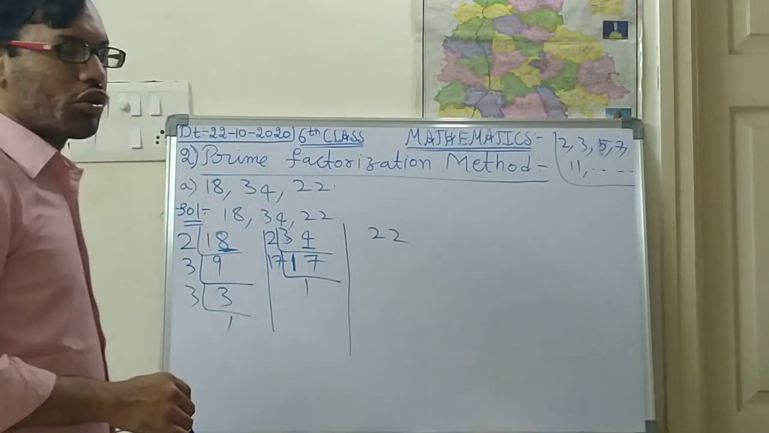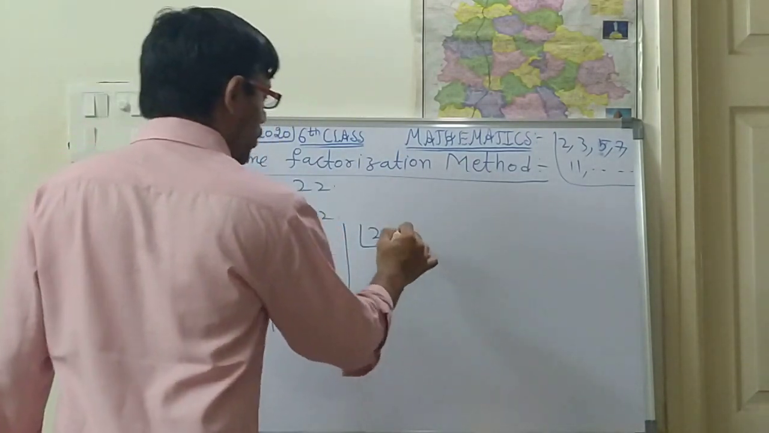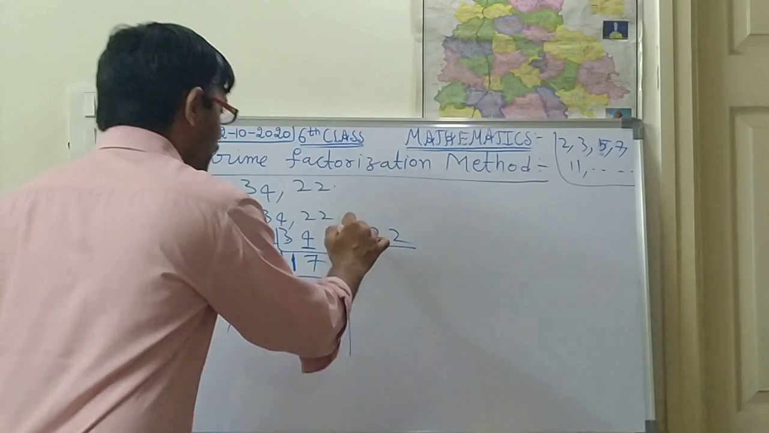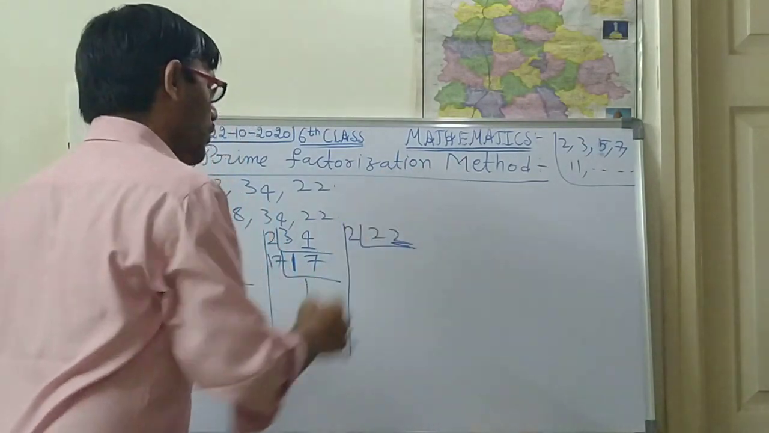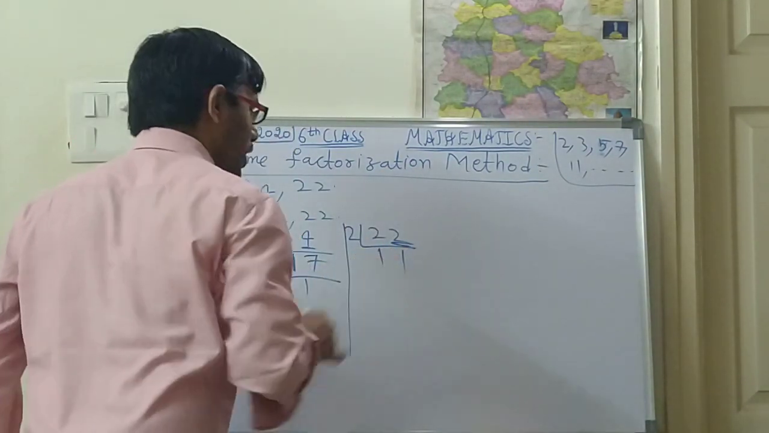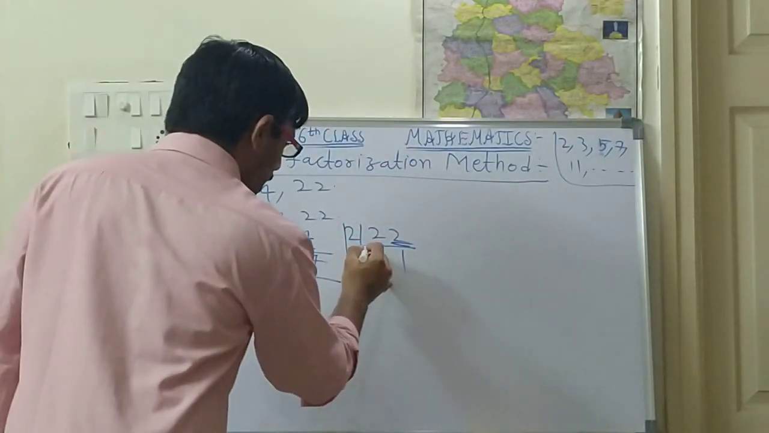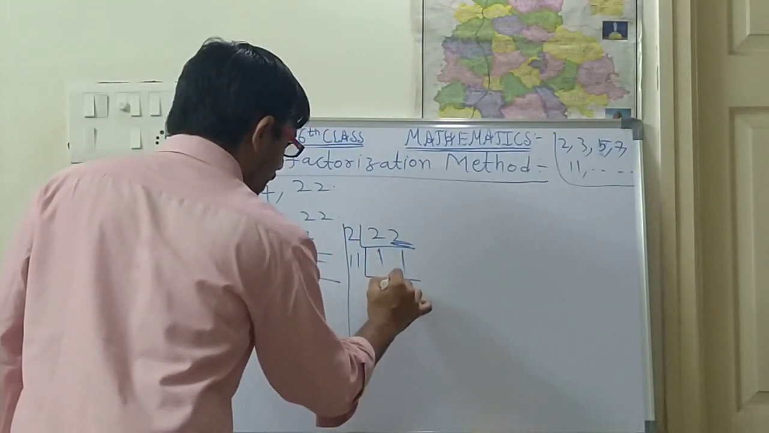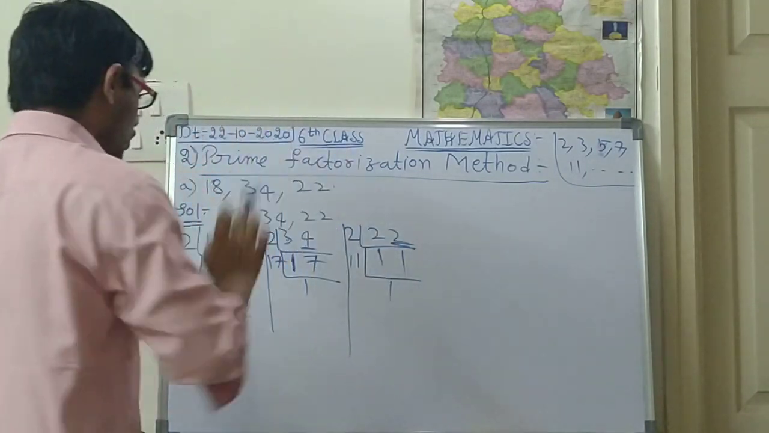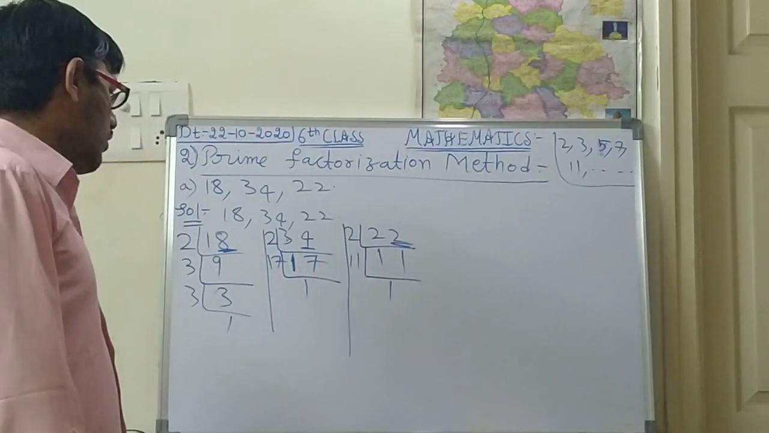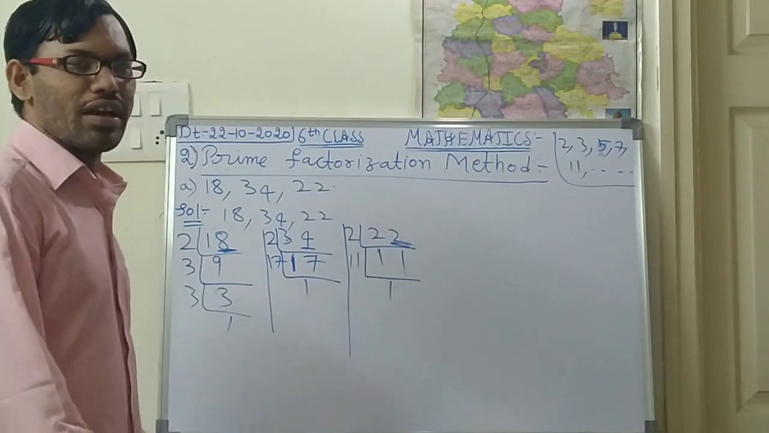In which table will 22 go? 22 will go in the 2 table, because the ones place digit is 2. So 2 ones are 2, 2 ones are 2. Here 11 is a prime number, so 11 ones are 11. Now we have done the factors for these numbers.